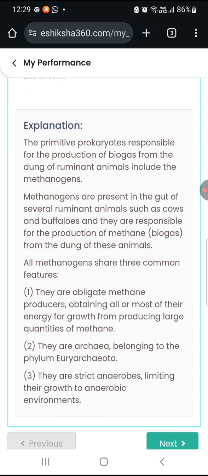All methanogens share three common features. They are obligate methane producers, obtaining all or most of their energy for growth from producing large quantities of methane. They are Archaea belonging to the phylum Euryarchaeota. They are strict anaerobes, limiting their growth to anaerobic environments.